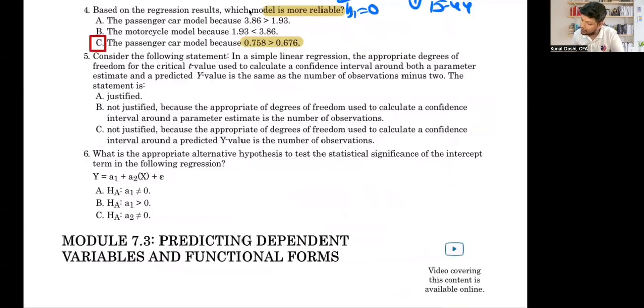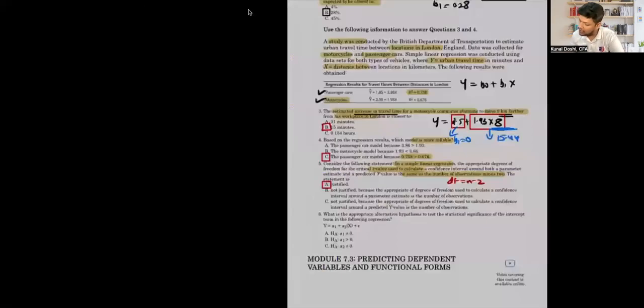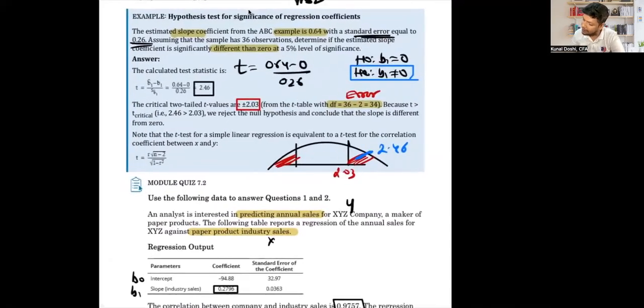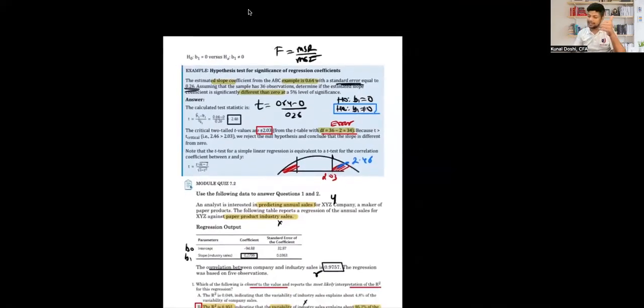Next, consider the fifth statement in a simple linear regression. The appropriate degrees of freedom for the critical t value used to calculate a confidence interval around both a parameter estimate and predictor is the same as the number of observations minus 2. Yes, the degrees of freedom in t is n minus 2. That is correct, justified. No doubt in that. We did degrees of freedom here. If you can see here, we did n minus 2. Correct? So that is correct.